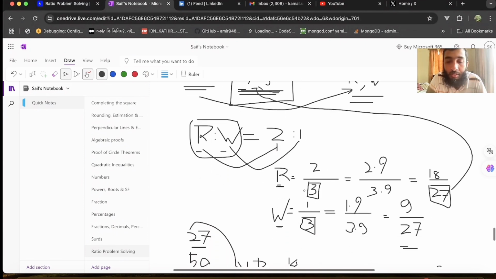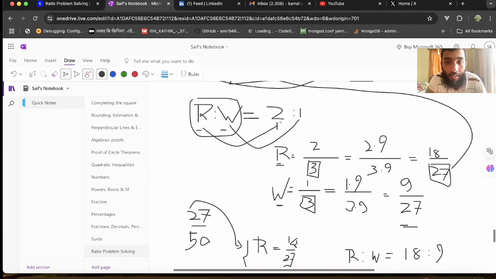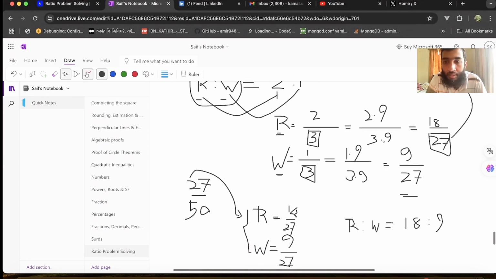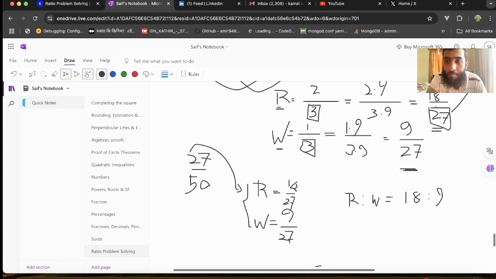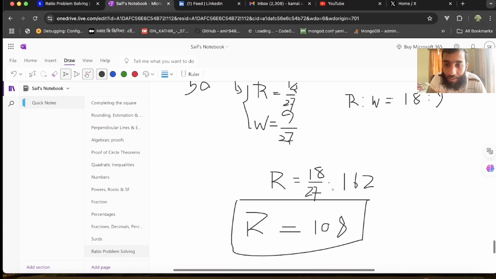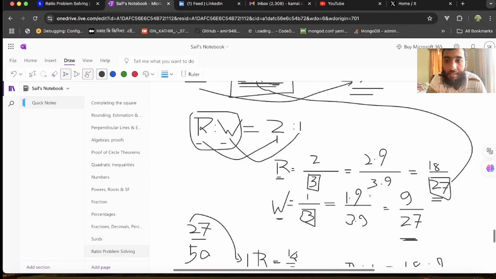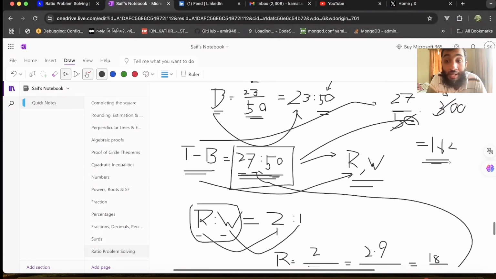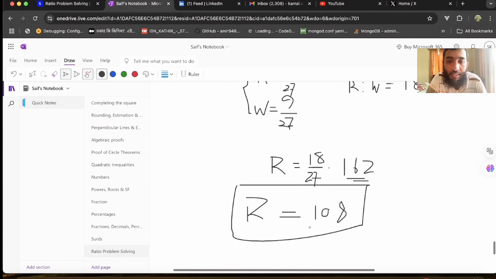Then we calculate the ratio which is of course given, red is to white, and we match it by multiplying denominator and numerator with 9 to match 27. Okay, so when we match 27, we get red is 18 by 27 and white is 9 by 27. So when we get red as 18 by 27, we multiplied it with the rest that we calculated here, rest meaning red and white combined. So then we get the amount of red counters. So this is how we solve the problem.